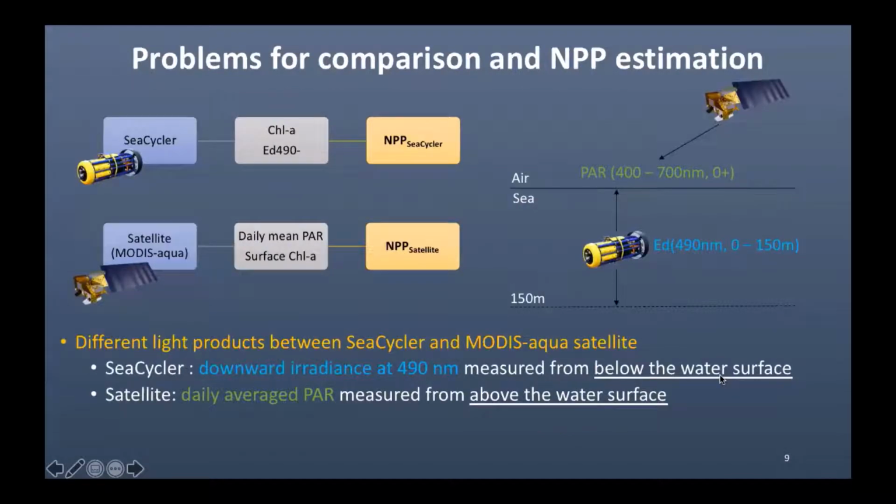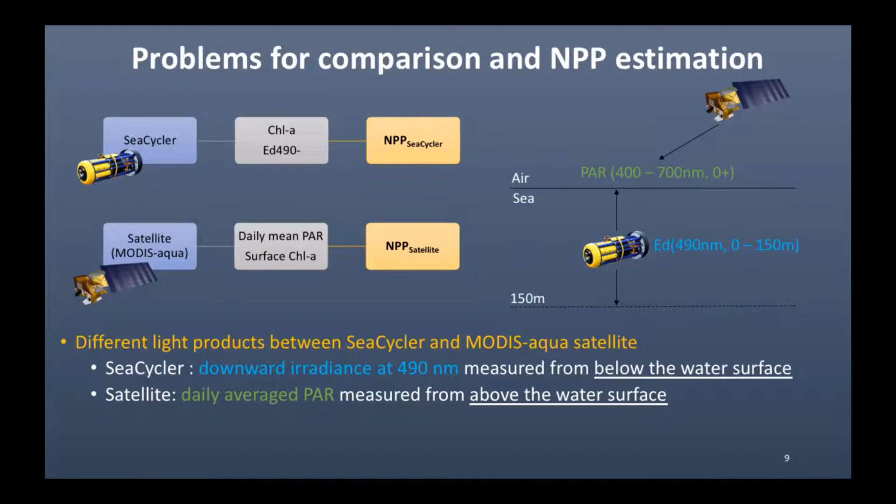So before we can directly compare the parameters and use them to estimate the net production, we ran into a few problems. The first one is that the CCycler and the satellite are measuring different light parameters. From the CCycler, we got a downward irradiance at a single channel at 490 nanometers, which is measured from below the water surface.